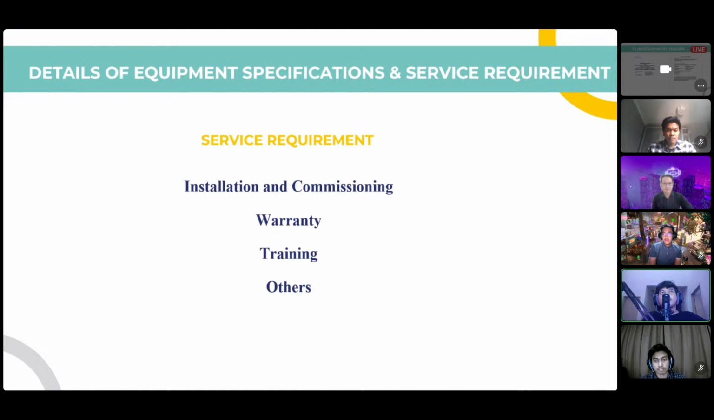Next. So for the service requirement, the first one is installation and commissioning, because we want to install all the apps and the programming simulation. The second one is warranty, because we want warranty for our lab apps. The third one is training, because we want the lab demonstrator to know how to teach the student about these apps or this virtual lab and others. So that's all.